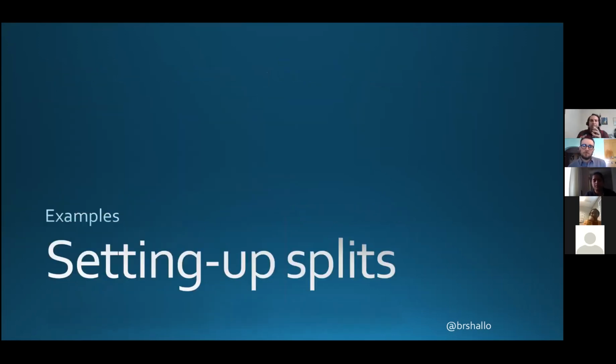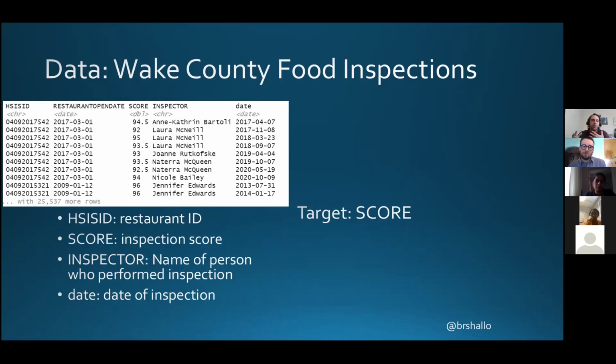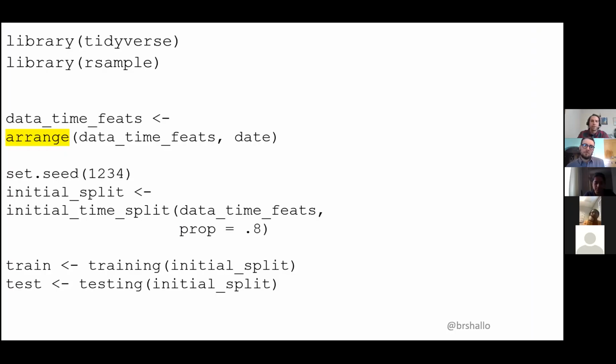Okay, so now I'm going to talk about setting up splits using the rsample package. In this problem, we're going to be using the date that the inspection occurred to set up our time-based split. So let's first set up our initial split. We have this date time feats data frame, and we're going to order all of our rows based off of date, using the arrange function from the tidyverse. Then we use the initial time split function from the rsample package to say, take the first 80% of rows and put that in your analysis set, really your training set. Then take the last 20%, and those are going to be in your testing set.